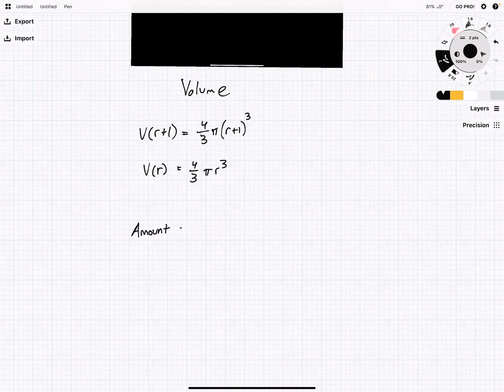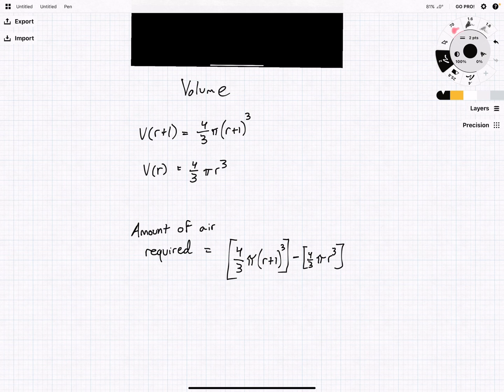And so what we'll do is we'll say amount of air required equals, and we'll put some brackets here just to really keep everything nice and orderly. It will be 4/3 pi, parentheses, r plus 1 cubed, minus 4/3 pi r cubed. And that's actually going to be your answer.